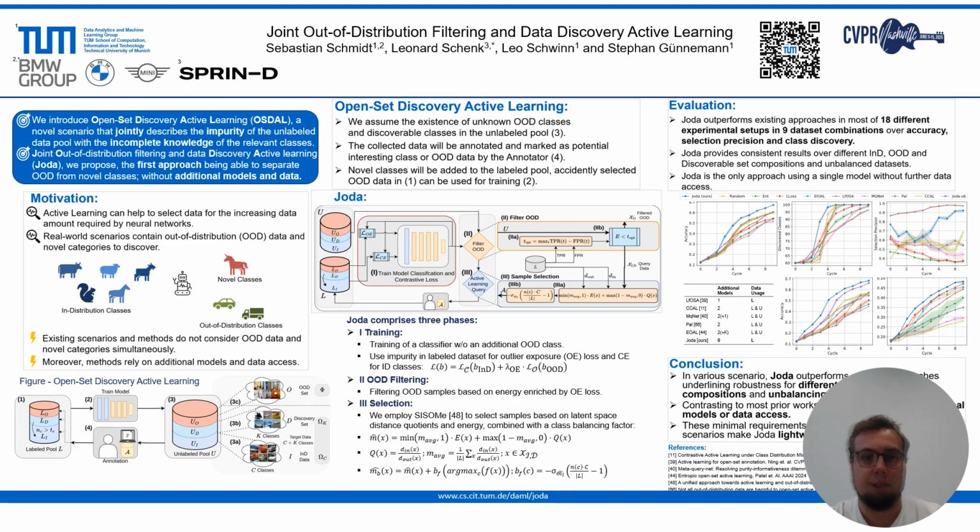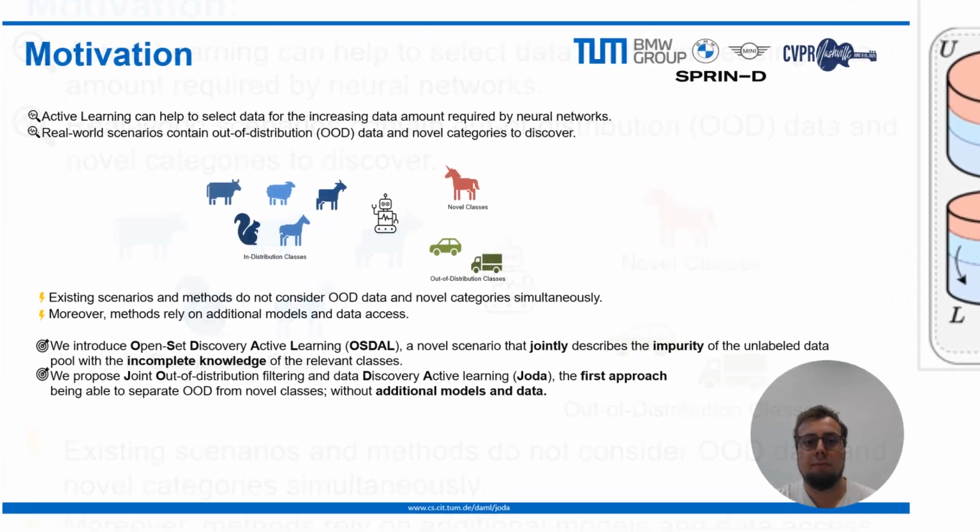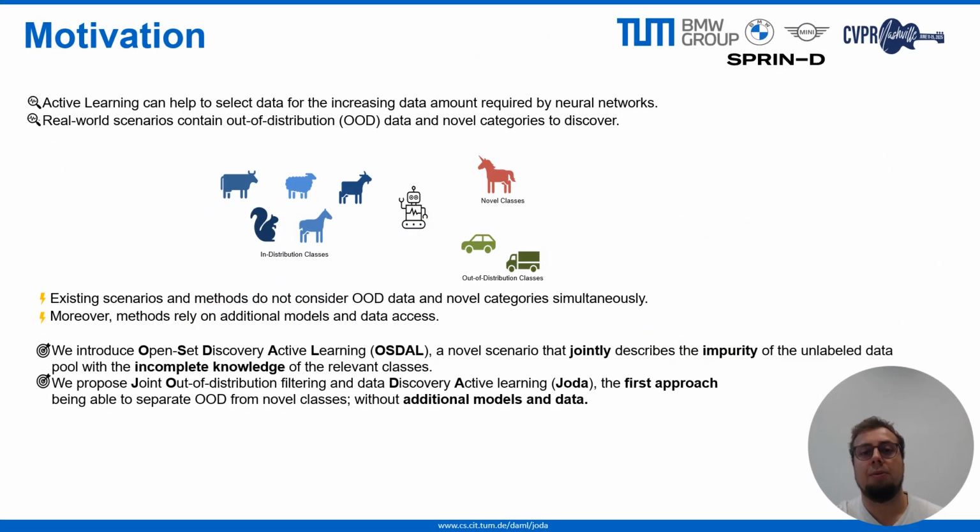We go step by step, starting with our motivation. Active learning can help to select data for the increasing amount of data required by neural networks. Real-world scenarios like autonomous driving or mobile robotics contain out-of-distribution (OOD) data and novel categories to discover. However, current scenarios and active learning approaches do not consider OOD data and novel categories simultaneously. Moreover, existing methods usually rely on additional models and data access.